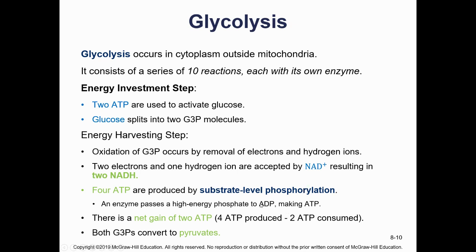ADP is the substrate in this case, and it's going to have a P added to it. So I get 4 ATPs out, which really is a net gain of 2 because two of those are going to come back here and start the process again. And those G3Ps, when they lose those hydrogens to NAD, become pyruvate.